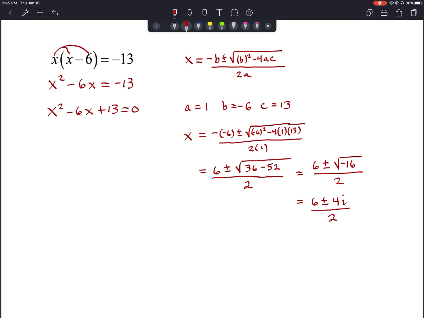And just like we've been doing here, now that we have a monomial in the bottom, we can give each part of it its own denominator. So we've got 6 halves plus or minus 4i over 2. And then you can just reduce that last step, and we'll end up with 3 plus or minus 2i. And that ends up being our answer.